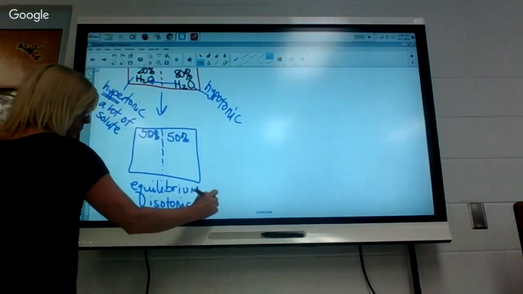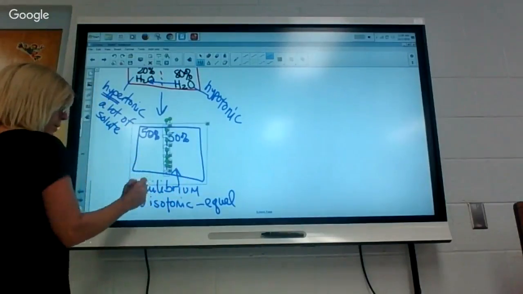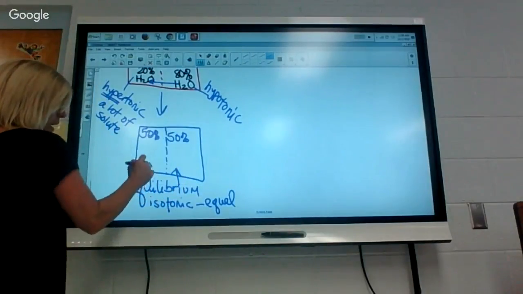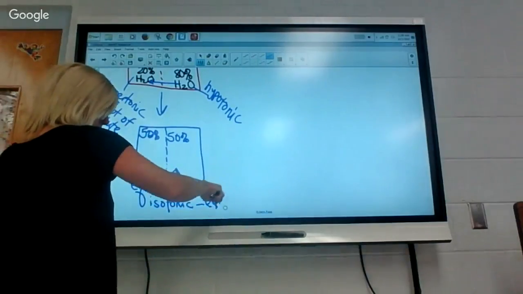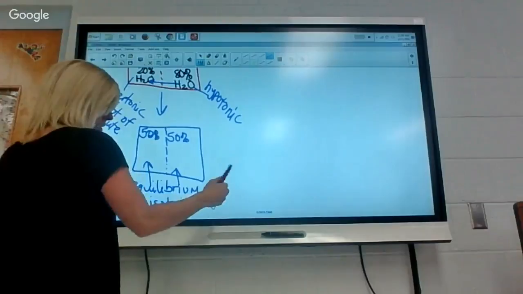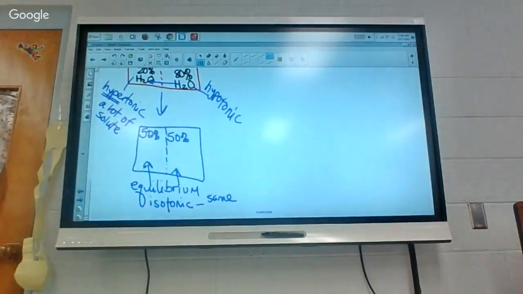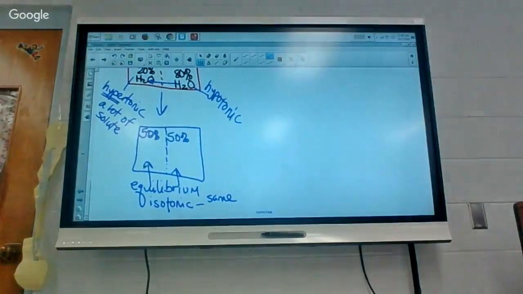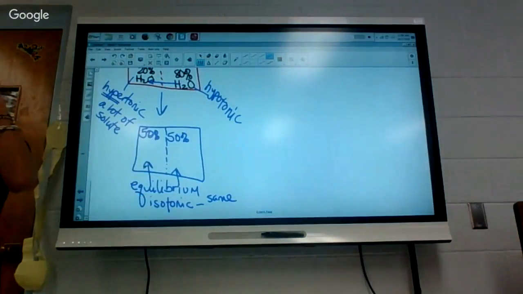which is equal. Okay. And put that down because I say equals, I put equal, put same. Same on both sides or something like that. Something that helps you. Because if you just copy my notes, you look at it and you're like, I don't know what this means. You've got to put down something that'll help you remember it. Okay, so that's equilibrium.